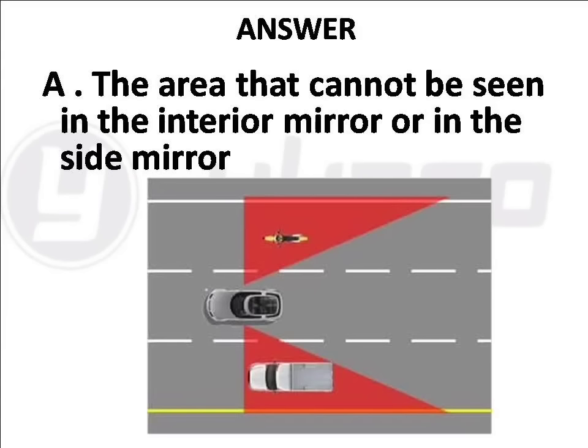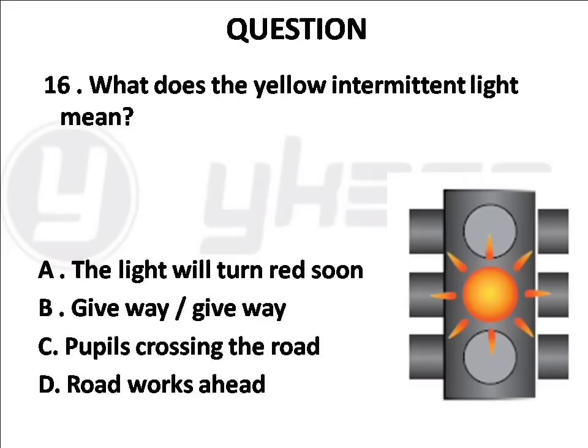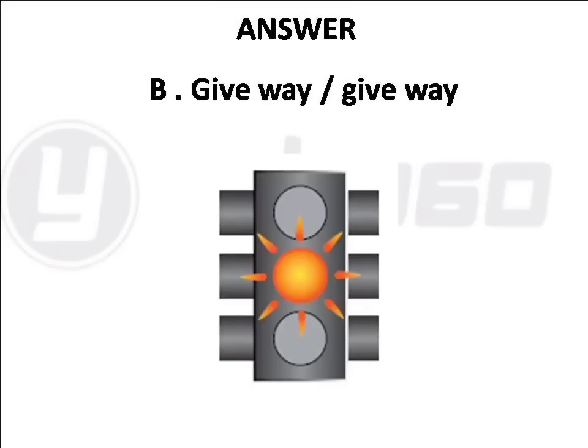Question number 16. What does the yellow intermittent light mean? Options are A. The light will turn red soon. B. Give way / give way. C. Pupils crossing the road. D. Roadworks ahead. Answer is option B. Give way / give way.